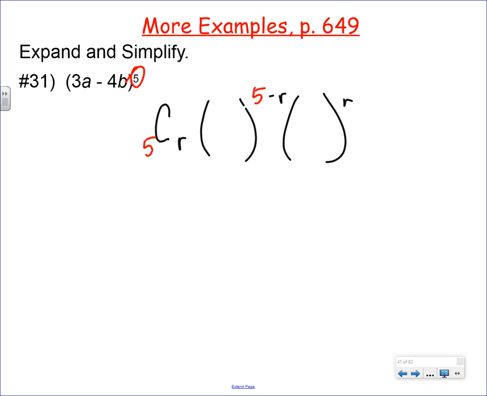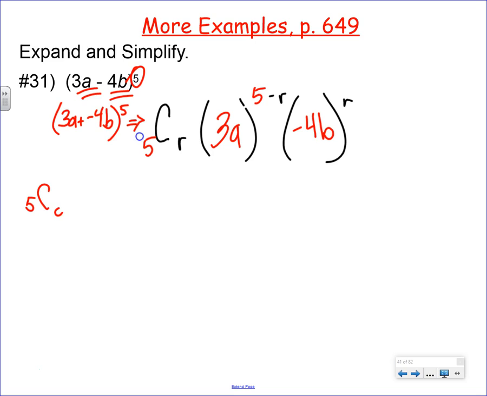What's going to go in this spot? 3a. Nicely done. What's going to go in this spot? Nice. Negative 4b. Because, look at your formula. Isn't it a plus b or x plus y? So if I was to rewrite this, I would need to rewrite it as 3a plus a negative 4b. Now, I can't say it's equal to one term, but I can say that's the general formula I'm going to use. So check it.